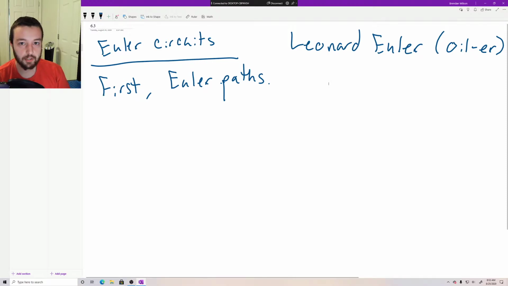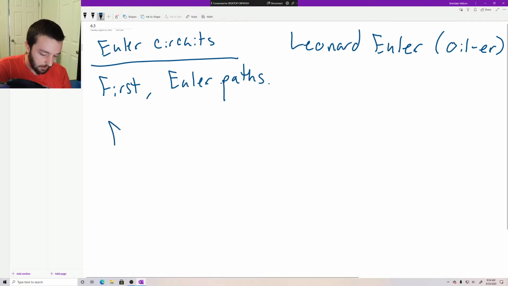He ended up showing that that wasn't possible using his theory he developed here with Euler paths. So Euler paths are just that. In that context, it would be a path where you go over every bridge exactly one time. In our language, it's going to be a path where you cross every edge exactly one time, and you start and end at different vertices.